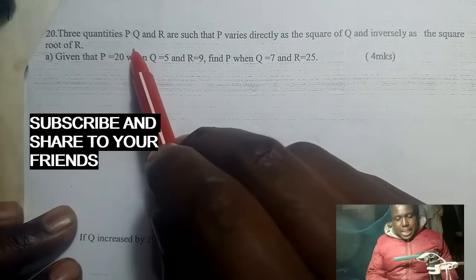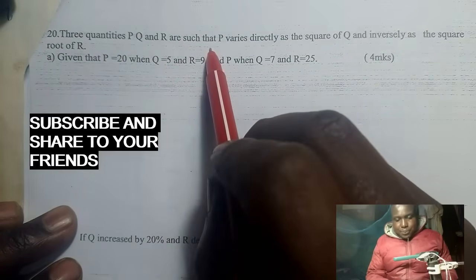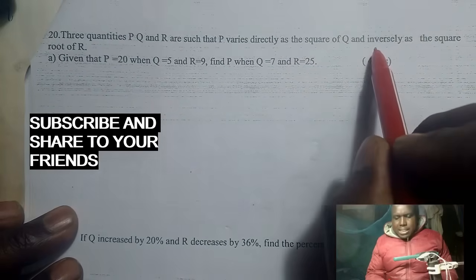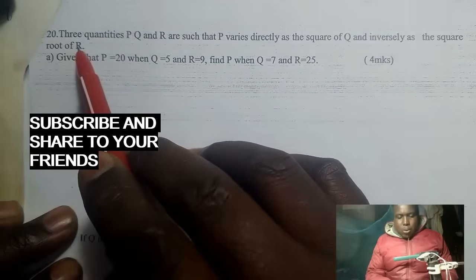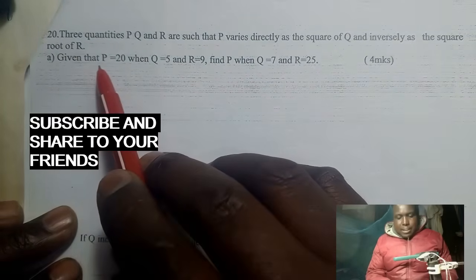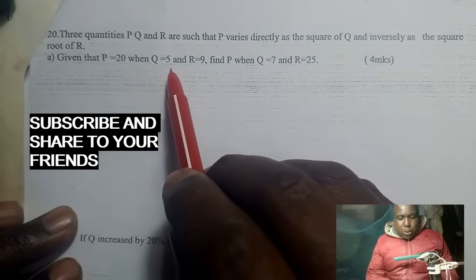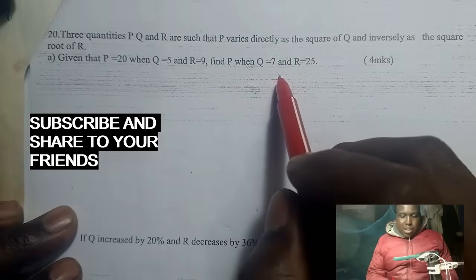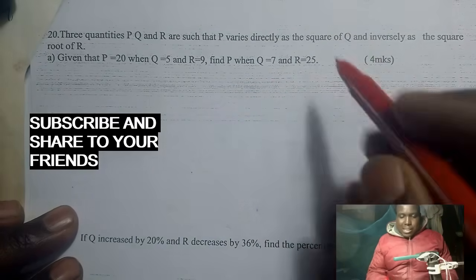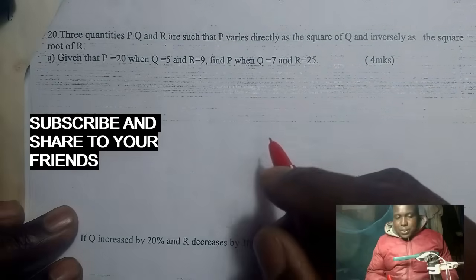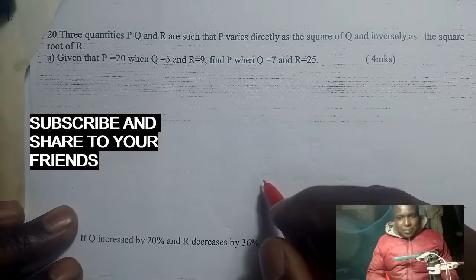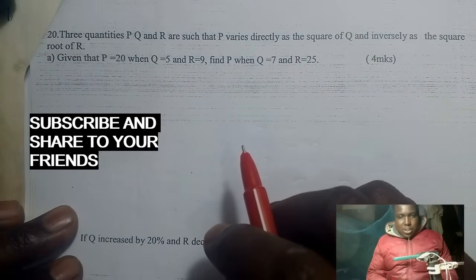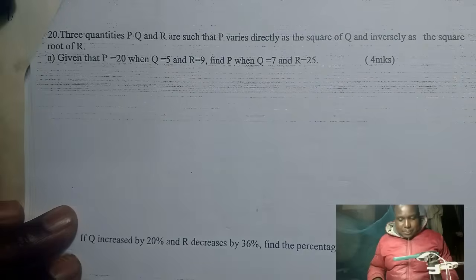Three quantities P, Q, R are such that P varies directly as the square of Q and inversely as the square root of R. Given that P is equal to 20 when Q is equal to 5 and R is equal to 9, find P when Q is equal to 7 and R is equal to 10. This is a paper 2 question. So this year, expect this kind of question from variation.